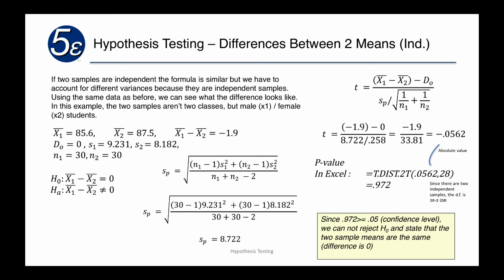When we plug those numbers back into the t statistic over here to the right, we end up with a negative 0.0562. And again, because it's negative, we're going to have to take the absolute value, and we'll put that into our t.dist.2t function. This time we use 28 degrees of freedom, and we end up with a value of 0.972. And since 0.972 is greater than or equal to 0.05, we cannot reject the null hypothesis, and we can state that the two sample means are the same, and that their difference is 0.